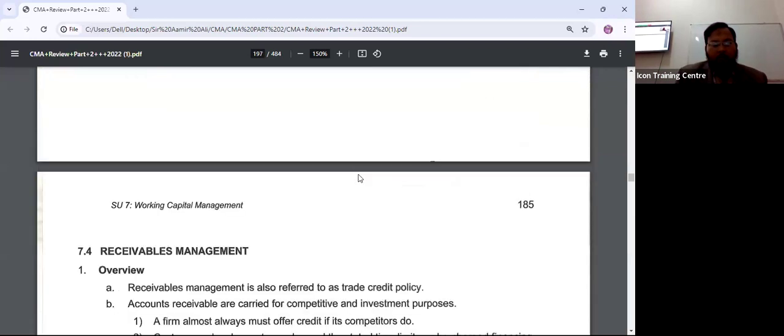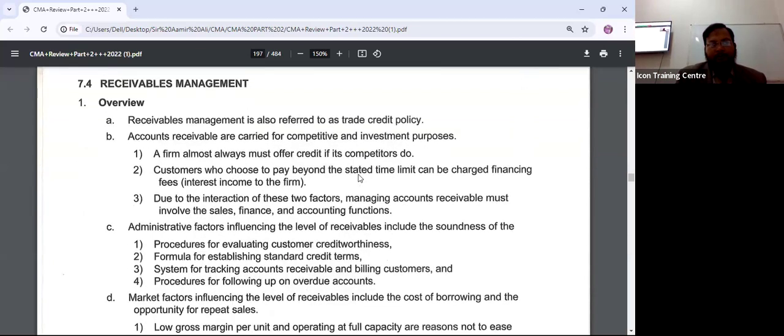Then you come to page number 185, receivable management. Now, this is very interesting, receivable management. Receivable management is also referred to as trade credit policy, right? So account receivables are carried for competitive and investment purposes. A firm almost always must offer credit if its competitors do. Customers who choose to pay beyond the stated time limit can be charged financing fees. And due to the interaction of these two factors, managing accounts receivables must involve the sales, finance, and accounting functions.